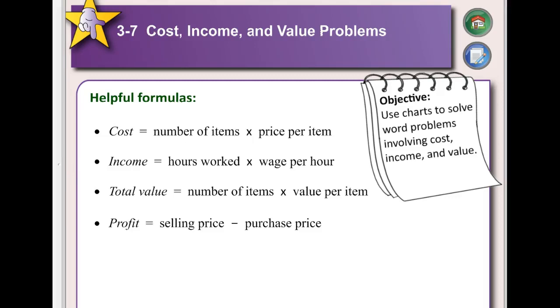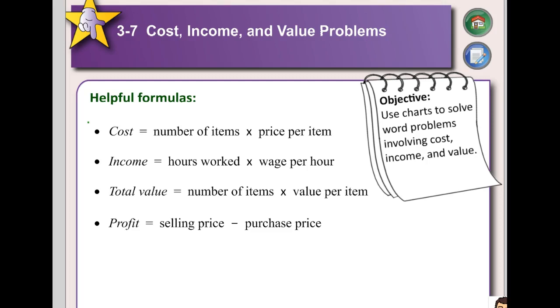All right, class, today is the last section of Chapter 3, and we're going to continue on with this idea of using charts to solve word problems. But we're going to use specific word problems this time. We've got 4 different types if you look on the screen. We're going to look at cost problems, okay?